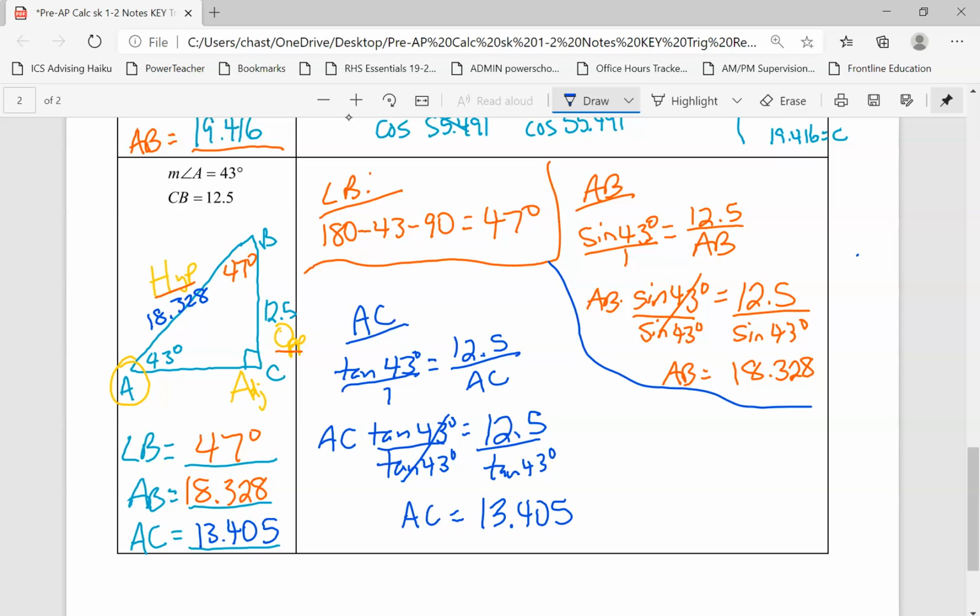All right, and that is how we are going to solve a right triangle. We've now seen two examples of that, so we'll get to do some practice in class.